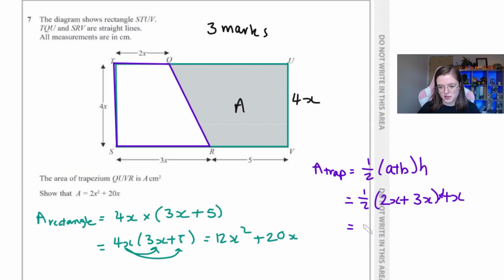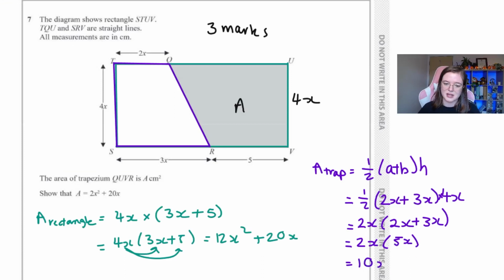Then I'm going to do the half times the 4x first, in any order, because I don't really want to multiply this by a half and get a decimal, which is not as nice. Half times 4x just makes 2x. Then I get 2x lots of 2x plus 3x, and I can simplify this, can't I? 2x plus 3x is 5x. Then 2x times 5x is 10x squared.